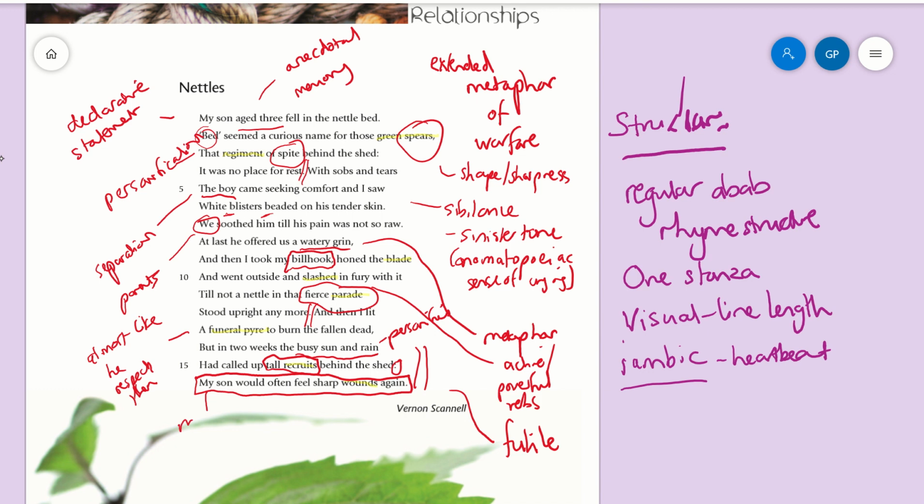It could be metaphorical, this, but it could be literal. Statement of fact: "My son would often feel sharp wounds again." Now, he might be writing this saying it's inevitable that he will often feel sharp wounds again, or he might be writing it looking back at the past and saying his son has had a lot of hardship in his life. Again, that's an interpretation.